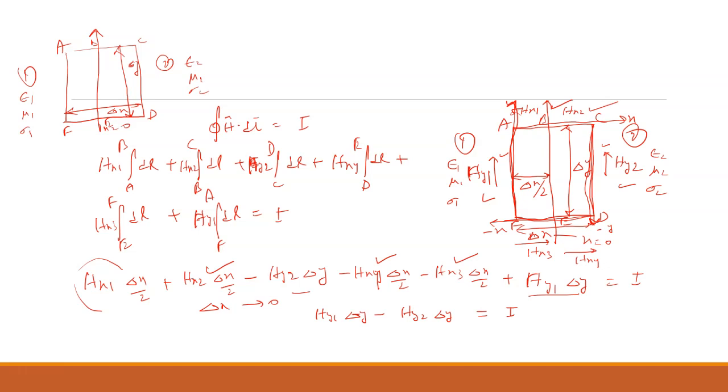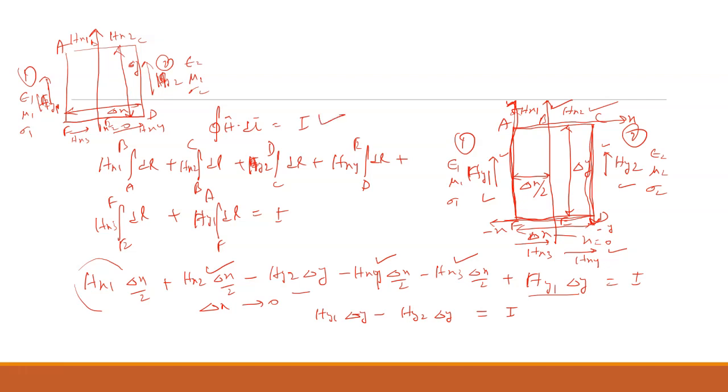Now from A to B, the component is Hx1. Along this rectangular loop, the current is passing. Due to current, magnetic field will be there. Hx2, similarly from F to E, Hx3, from E to D, Hx4. You may refer to this diagram also. Similarly, this side is Hy2, and here it is Hy1.